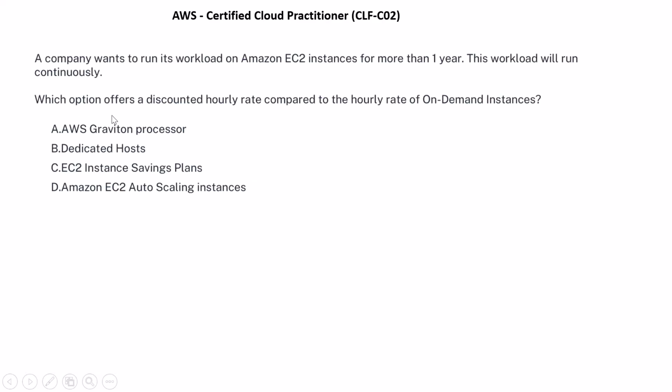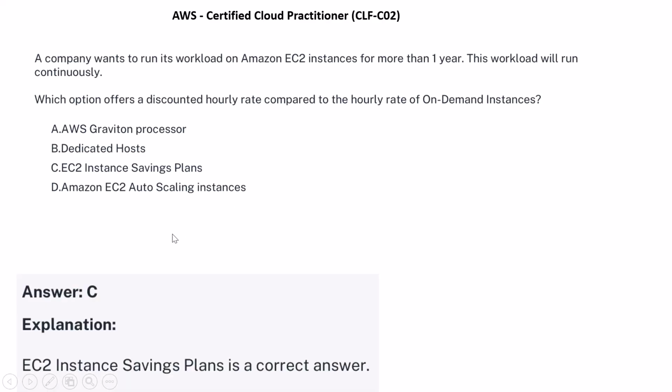Next question. A company wants to run its workload on Amazon EC2 instances for more than 1 year. This workload will run continuously. Which option offers a discounted hourly rate compared to the hourly rate of on-demand instances? The options are option A, AWS Graviton Processor. Option B, Dedicated Hosts. Option C, EC2 Instance Savings Plans. Option D, Amazon EC2 Auto Scaling Instances. The right answer is option C, EC2 Instance Savings Plans.